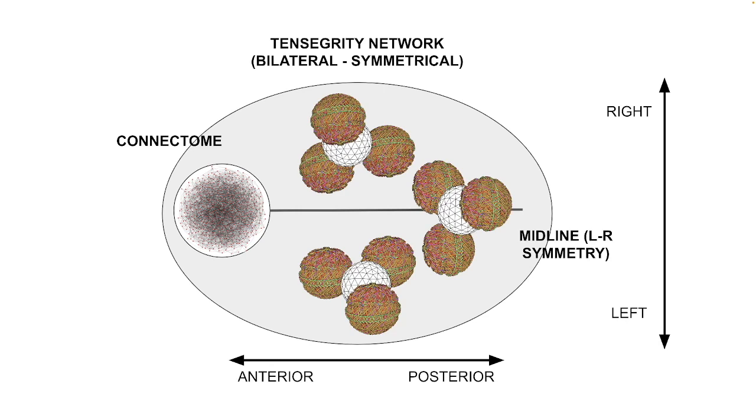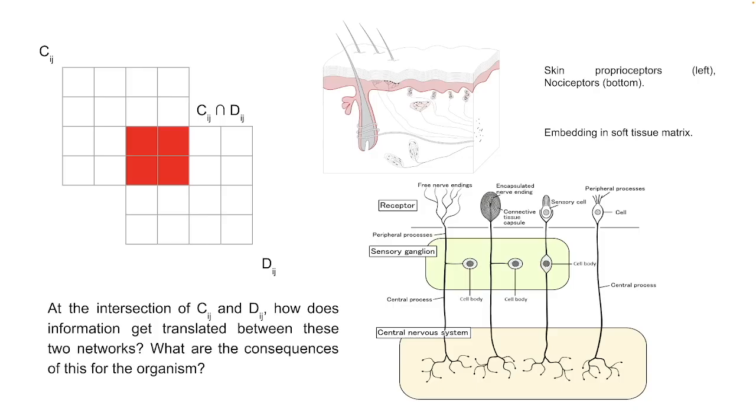It's organized in an embodied manner from anterior to posterior end in a left to right symmetry with a midline. Now, this is the interesting part when these two networks intersect. So we're connectome C sub ij and our tensegrity network D sub ij intersect in different ways. And this is just showing a very simple case where these two parts of the network or the matrix intersect.